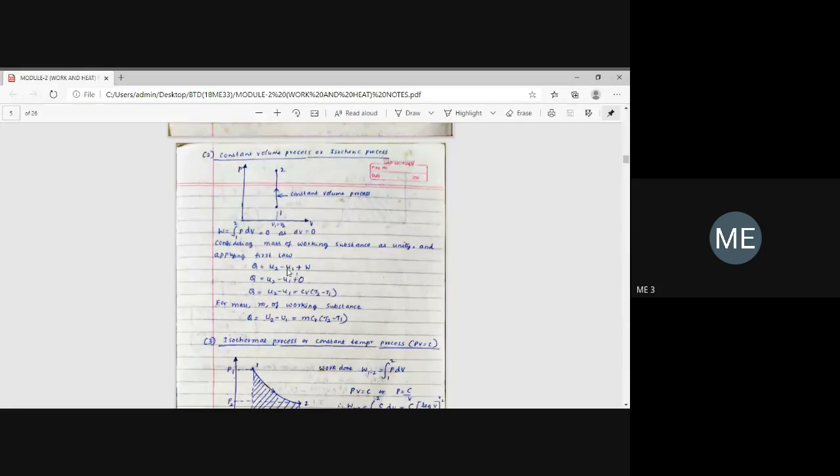U2 minus U1: final internal energy minus initial internal energy, plus W. So Q equals U2 minus U1 plus 0. I have to substitute the value of W equals 0 in this equation. Next, simplify: Q equals U2 minus U1.